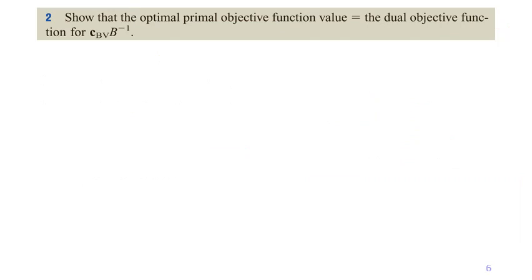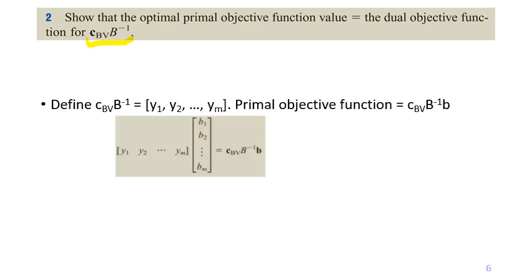In the first step, we showed that CBVB inverse is dual feasible. Now we are going to show that the primal objective function value equals the dual objective function value when our dual solution is CBVB inverse. So we define again CBVB inverse equals y1, y2 up to ym.